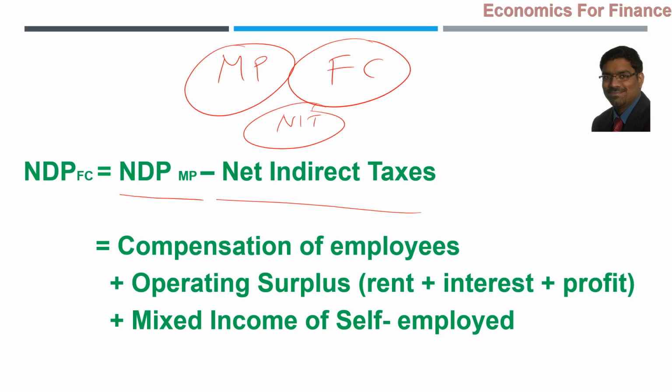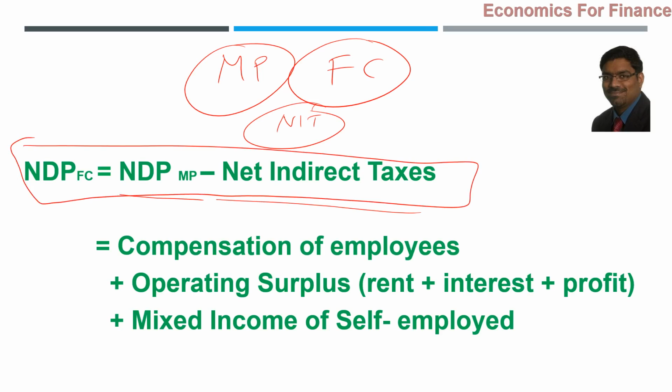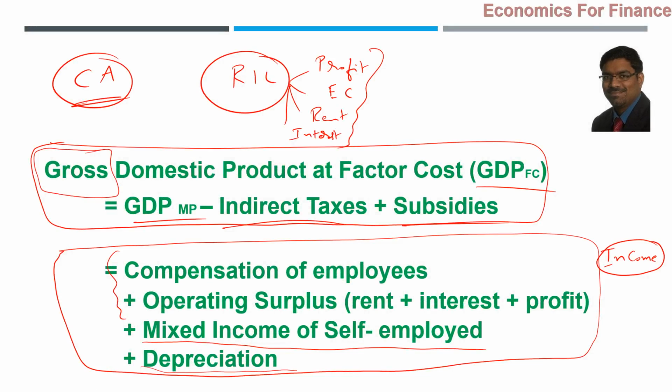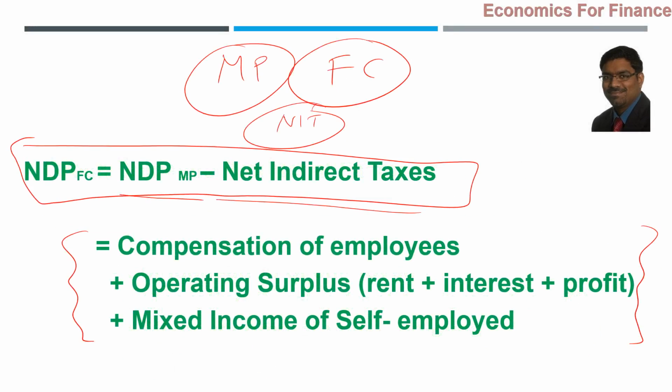We know that already. And in the same way, if you want to know the net domestic product at factor cost from the income method, this is the product method, the production model, and this is the income method. Under this, the same: compensation of employees, operating surplus, mixed income of self-employed. Can you observe something is missing here? What is missing is depreciation. Why is it missing? Because we are calling it net. Net means without depreciation being added.